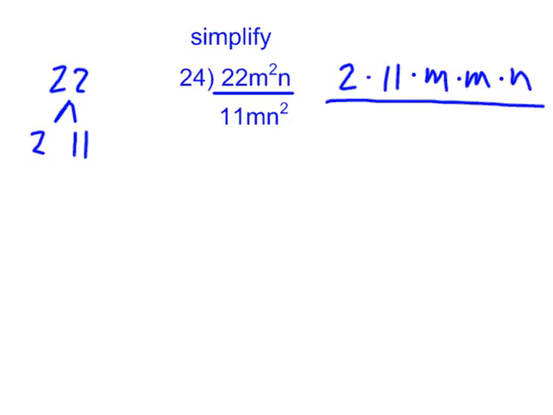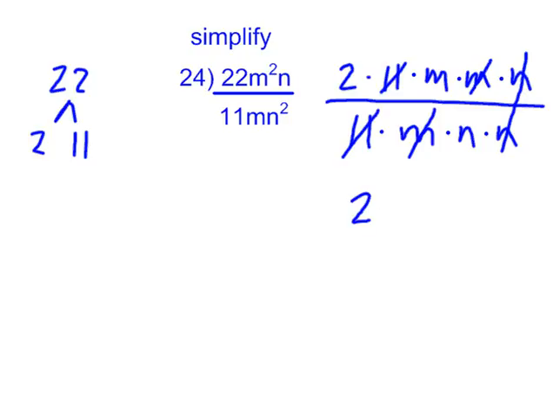Just to recap, we did the prime factorization for the numerator, and we have that as 2 times 11 times m times m times n. Then our denominator, because 11 is a prime number, it just stays there, times m times n times n. Then we can take off whatever is shared on the top and the bottom. So one set of m's, one set of n's, and we can take off the 11. What we're left with is 2m over n.